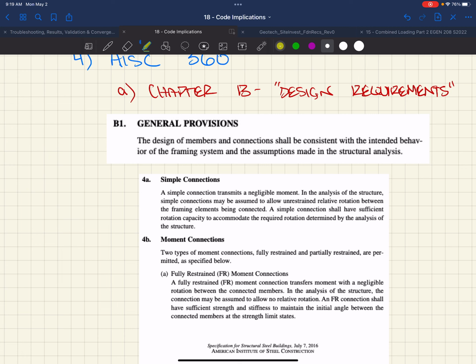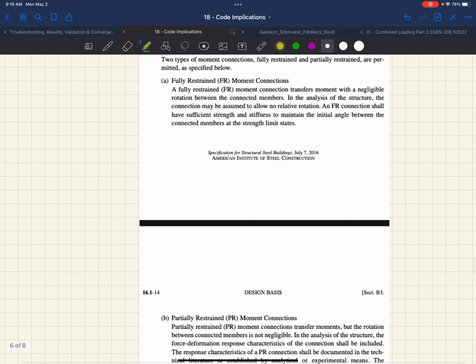Okay? When we get to moment connections, there's some really interesting ones. I don't know in steel design if Damon talked about partially restrained or fully restrained, right? FR moment connections versus PR, partially restrained moment connections. If you do fully restrained, that's essentially saying that you're connecting all the elements sufficiently that there's enough stiffness there. What's it say? An FR connection shall have sufficient strength and stiffness to maintain the initial angle between the connected members at the strength limit states. Right? So underneath all of your LRFD load combinations, there's enough stiffness that if they're connected at a perpendicular angle, that stays at 90 degrees.